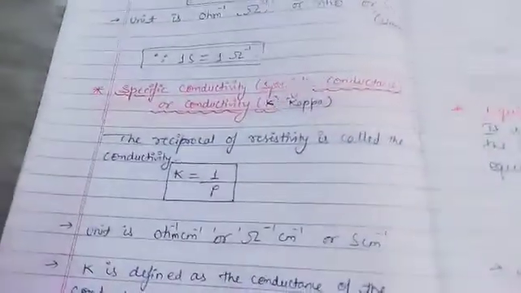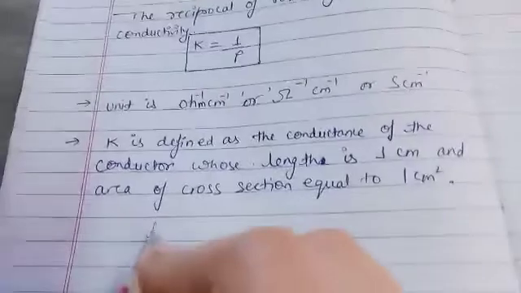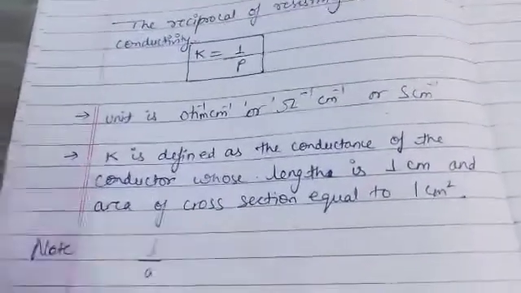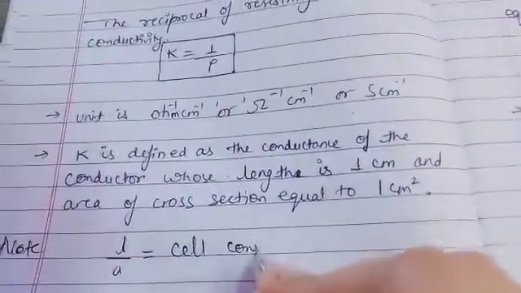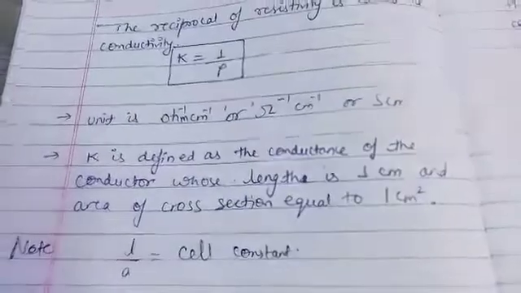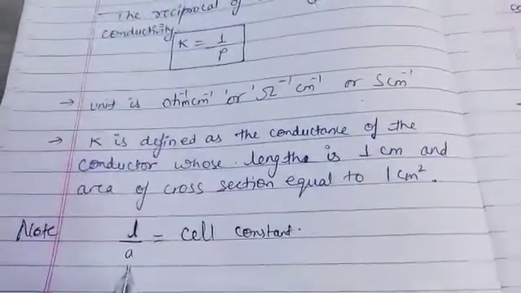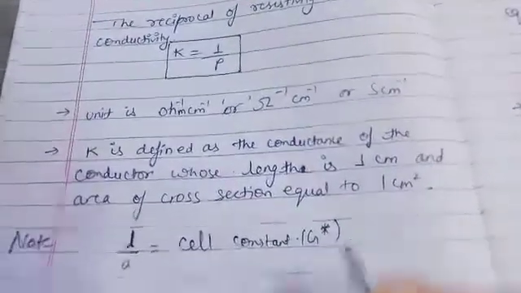Now in this one, there is one more term, L upon A. This is a separate note. L upon A is known as the cell constant. Combinedly, you know that previously we have learned R is directly proportional to L and inversely proportional to A. So that is known as cell constant, and it is represented by G star.